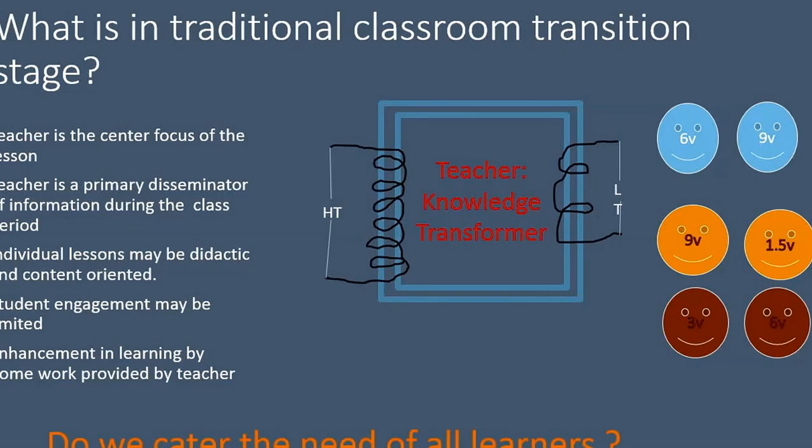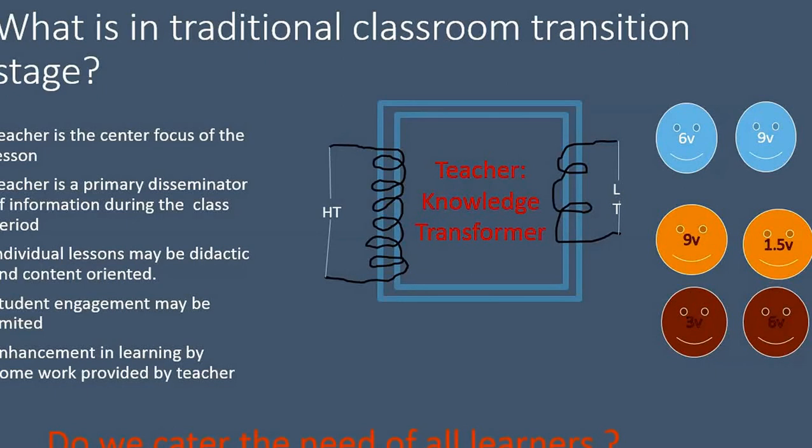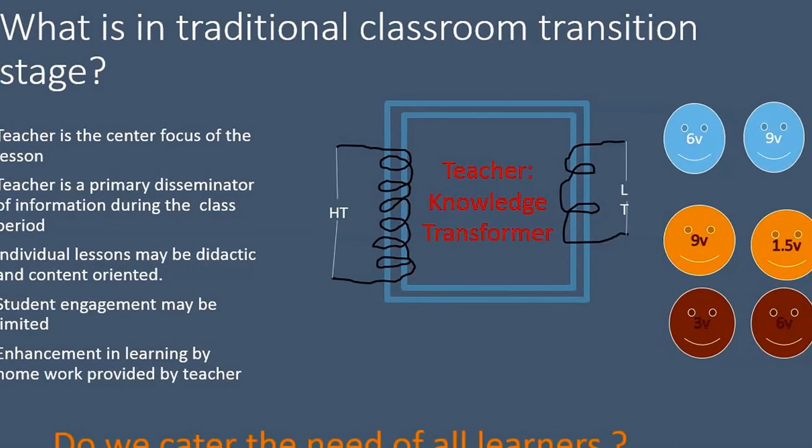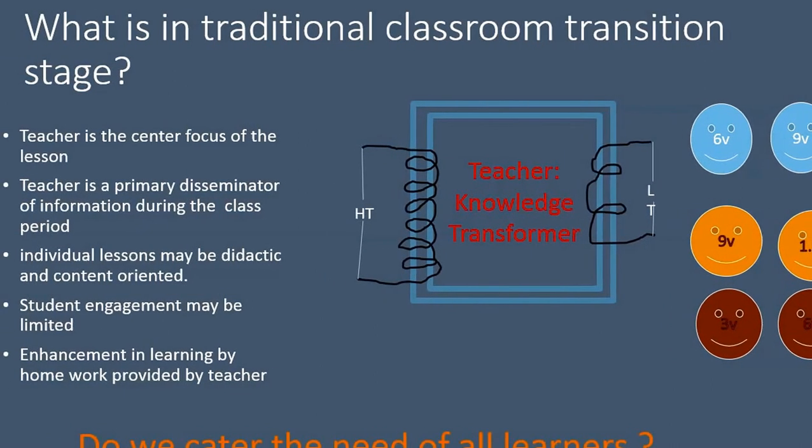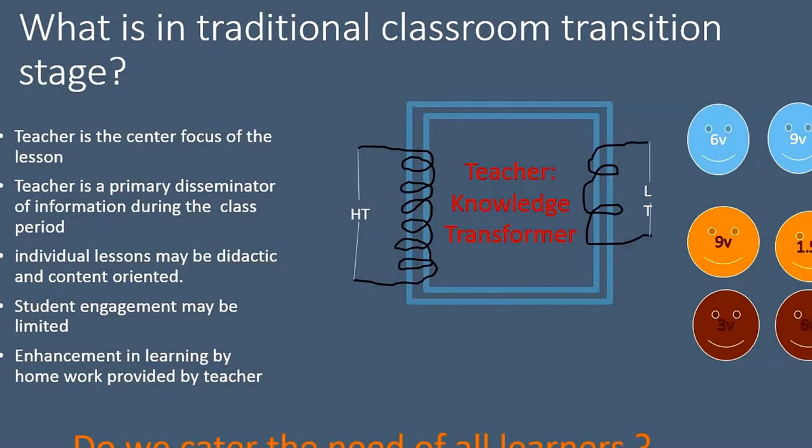That's what the question is. Do we cater the need of all learners? Do we or not? So we may or may not cater the need of all the learners. Then how do we find in traditional classroom the following things?